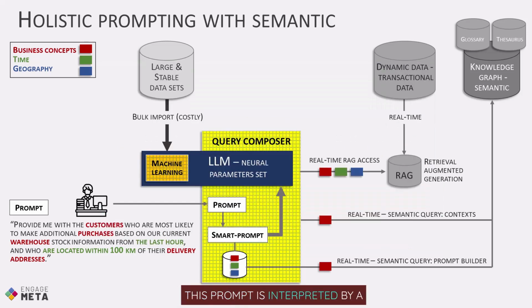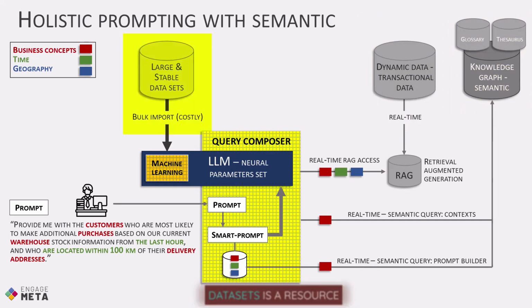This prompt is interpreted by a query composer which extracts formal concept, business concept in red, time-related concept in green, and geography-related concept in blue, such as addresses and locations. The composer utilizes this concept to query additional databases that have not been integrated into the LLM's training data during the AI preparation step. These additional databases include semantic data from the knowledge graph database and real-time transactional data required to enhance the prompt and improve the LLM's analysis.